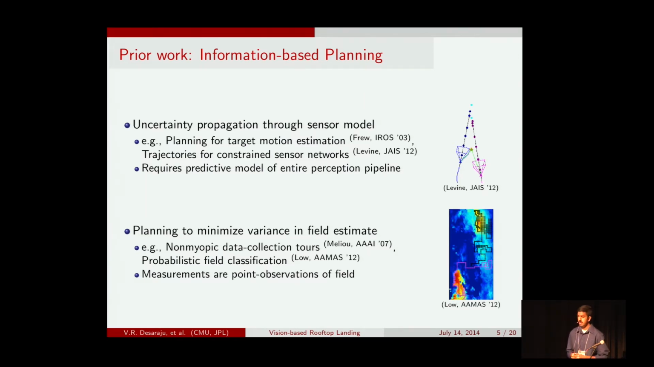Another common approach to dealing with this type of uncertainty is to model it as a spatially varying field, as shown here. Then we plan trajectories to try and minimize the variance in this field estimate. What we've seen from these approaches is that the measurements the vehicles collect while traversing the world are typically just treated as point observations of the field. And so we're actually losing a lot of the rich perceptual information that we normally get from, for example, a vision system.